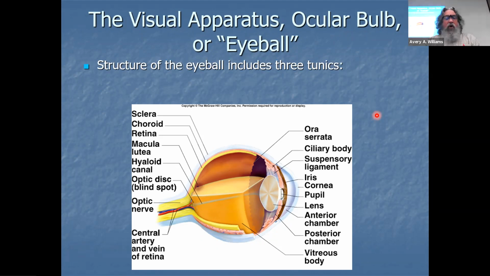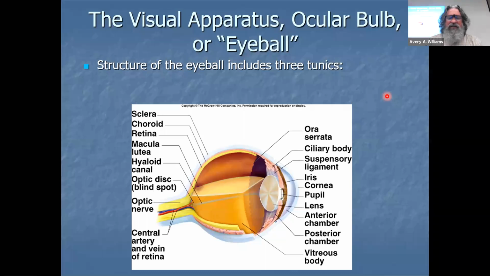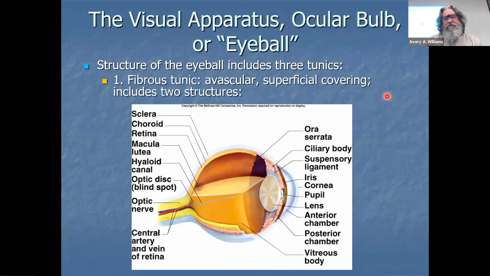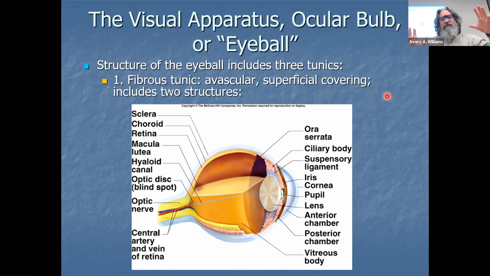So what's the eyeball or the ocular bulb made out of? Like you probably would guess, there's always 3. Remember the number 3? There's always 3 layers, 3 tunics, 3 whatevers. And of course, there's 3 tunics of the eye. We talk about them from the outside in, from the superficial layer, working our way deep.